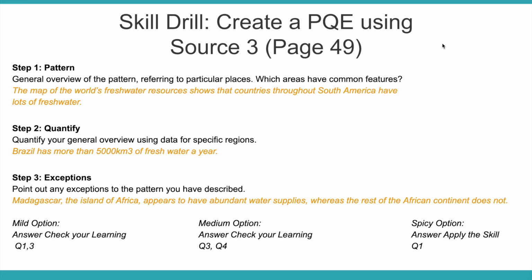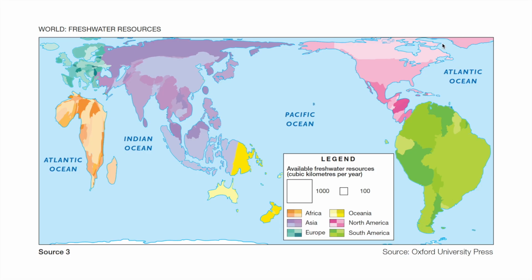So step one is to look at the actual pattern itself. In this stage, you're giving a general overview of the pattern, referring to some particular places in the map and which areas have common features. For example, the example given here says that the map of the world's freshwater resources shows that countries throughout South America have a lot of freshwater.